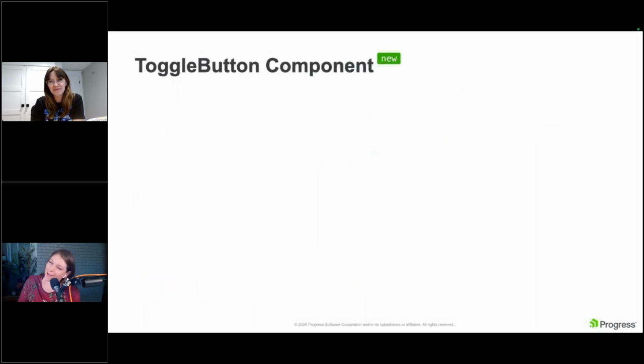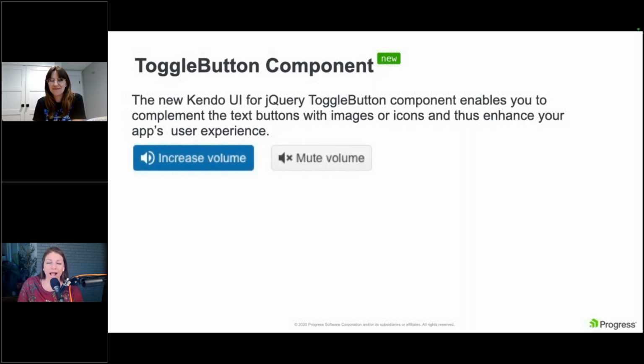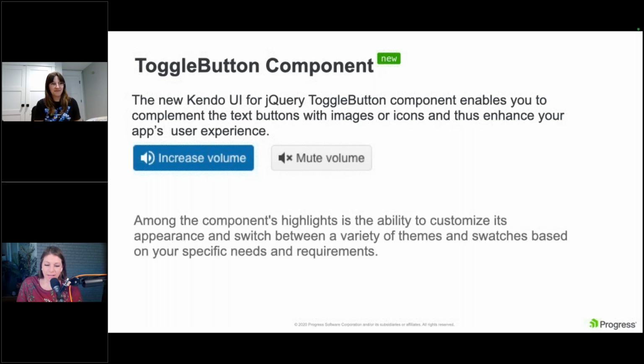Next, but not least, is the toggle button component that was added. This new toggle button component enables you to complement the text buttons with images or icons and enhance your app's user experience. Among the component's highlights is the ability to customize its appearance and switch between a variety of themes and swatches based on your application's designs and requirements. So, the toggle button. Let us all hail.